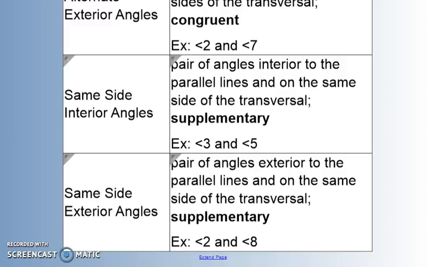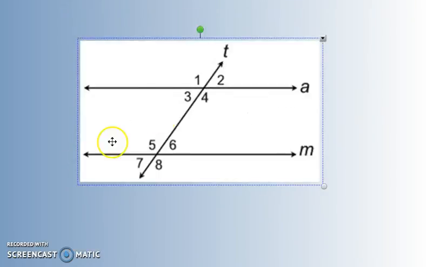So our last angle relationship is called same side exterior angles, and you notice there's some repetition in the names of the angle relationships here. Again, we have one that's similar, but it's just changing and saying exterior. So this time the angles will be exterior to the parallel lines, but they're also going to be on the same side of the transversal and be supplementary. So that would be 2 and 8. 2 and 8 are on the same side of the transversal, and they're both outside of the parallel lines.